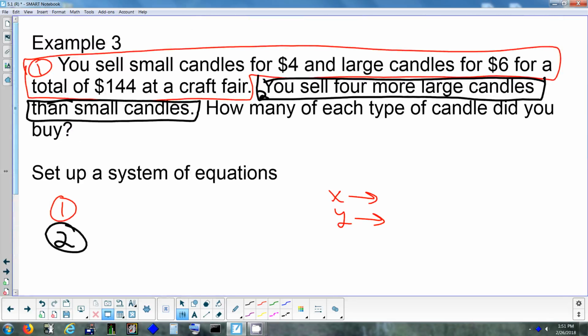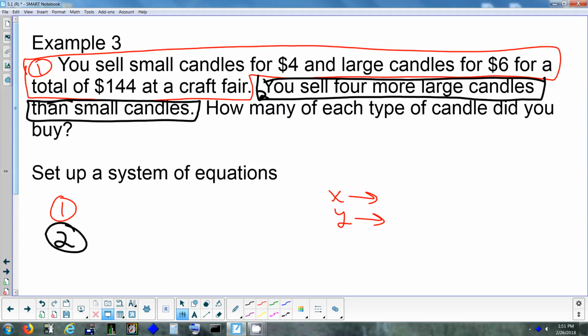But couldn't that vary? Let's say the numbers were 5 and 5. The prices could be different. So why is there an equation for something that could vary? Well, there will only be one solution.